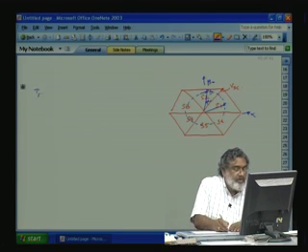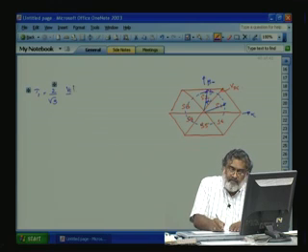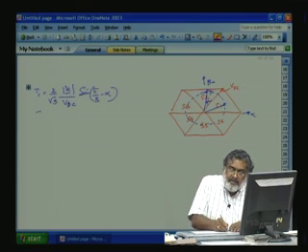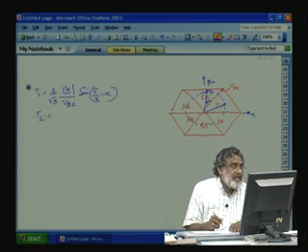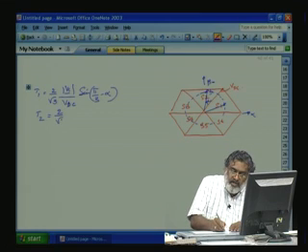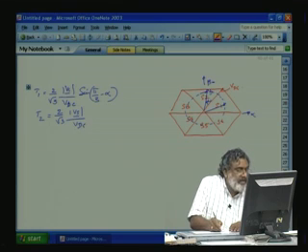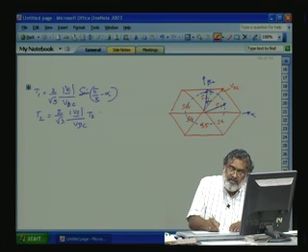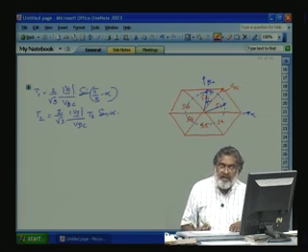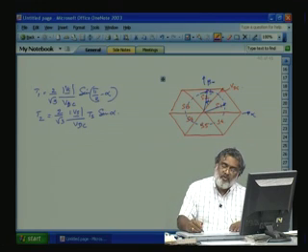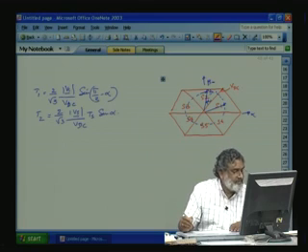We know T1 is equal to 2 by root 3 Vs mod divided by Vdc into Ts into sin of pi by 3 minus alpha. This is the general equation in any sector. T2 is equal to 2 by root 3 Vs by Vdc into Ts into sin alpha. Now, Vs cos alpha in sector 2 will be along this direction.